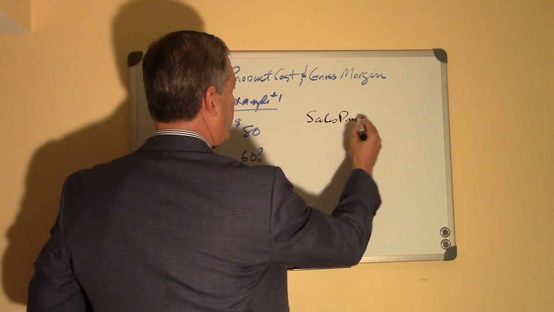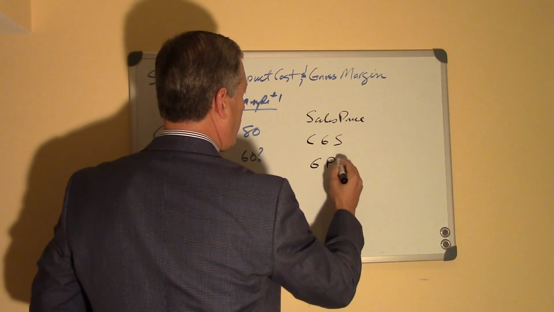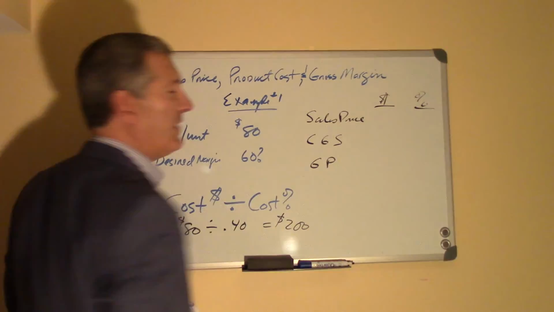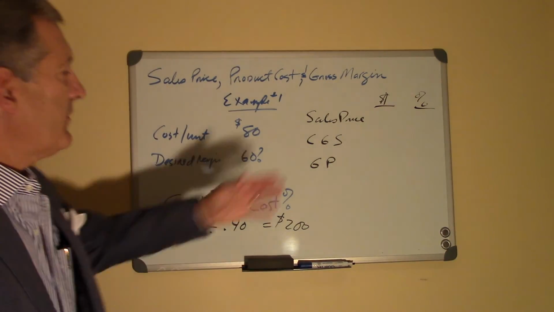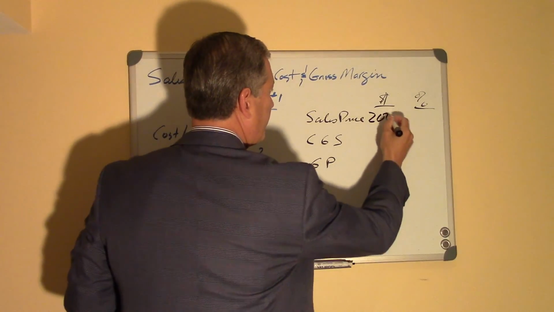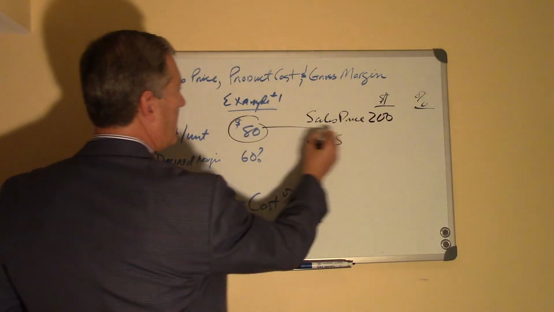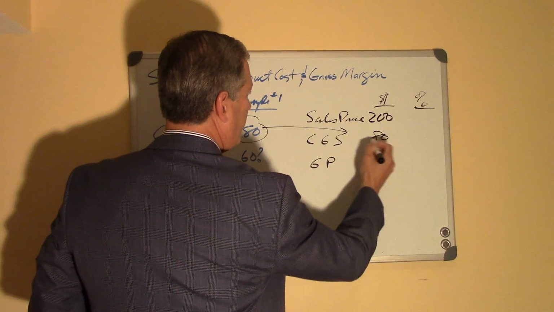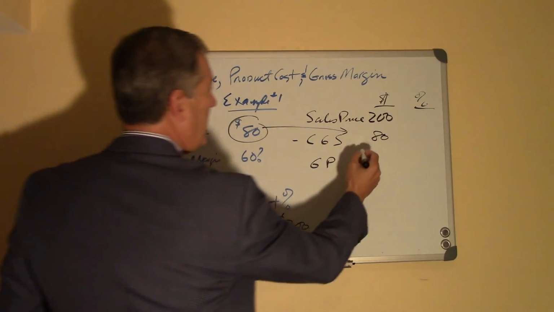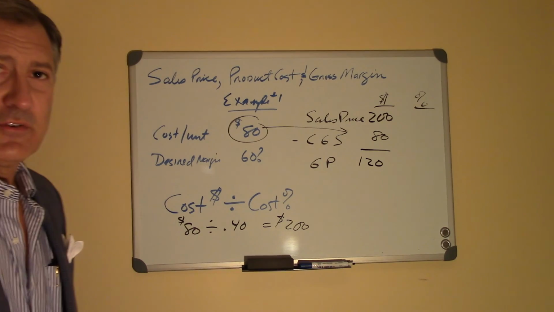Sales price, cost of goods sold, gross profit, dollars and percent, right? So the sales price we're saying is going to be $200. The cost of goods sold we know is going to be this number right here, $80. Sales price minus the cost of goods sold equals my gross profit. We have a gross profit of $120.